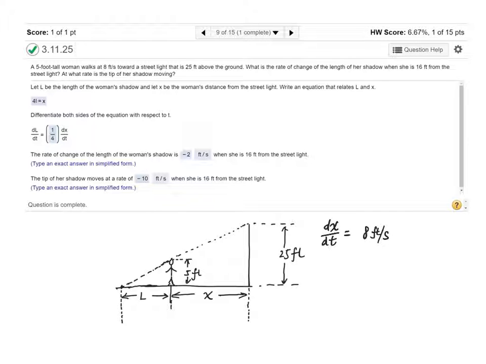When I write this, I have to be very careful because actually this distance is decreasing. So therefore the rate is negative right here. So I will write negative 8 feet per second.